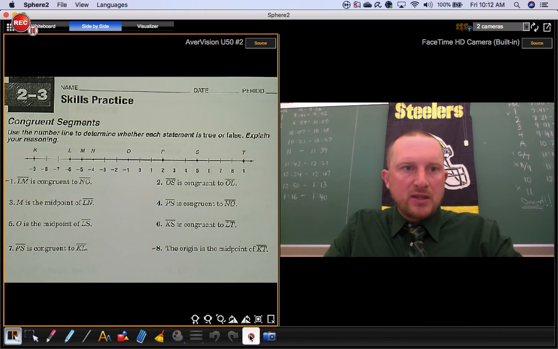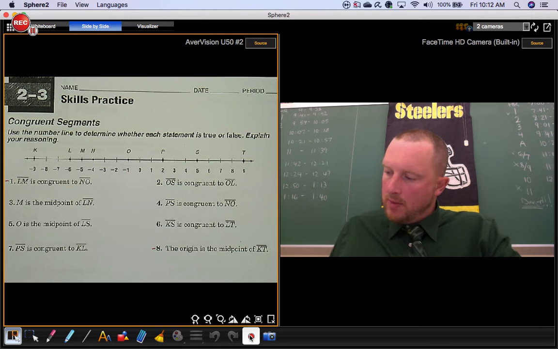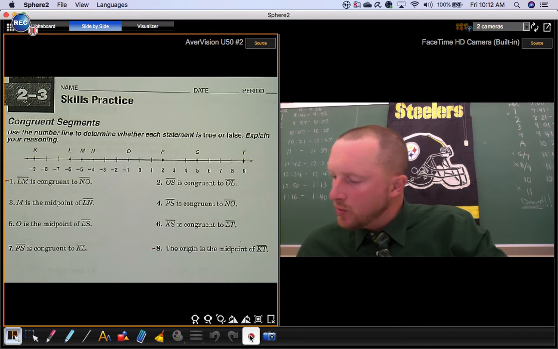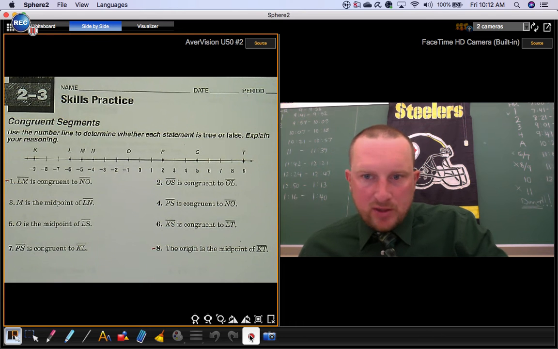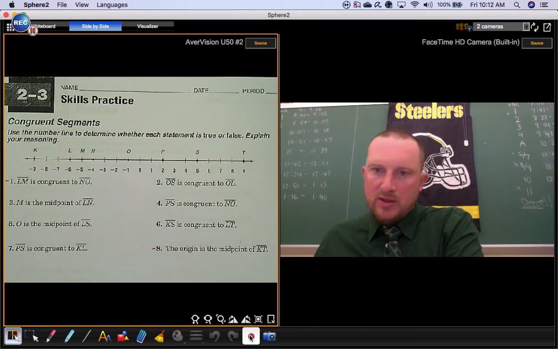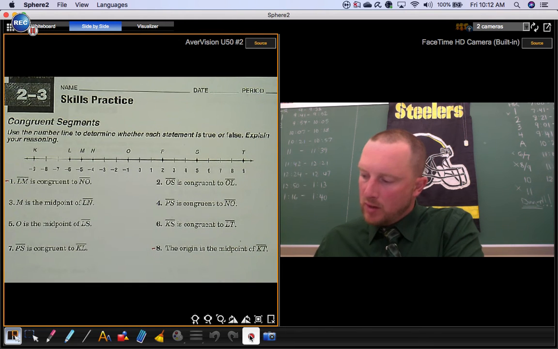This is the skills practice page for section 2.3 on congruent segments. This first section, they say to use the number line to determine whether each statement is true or false. Explain your reasoning. So again, take a look at your number line. Make sure you determine the scale first. We are counting by ones.